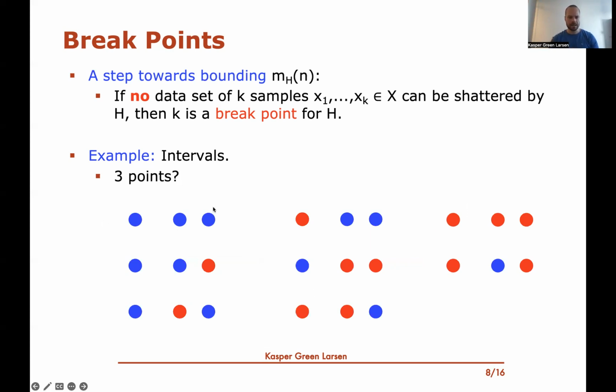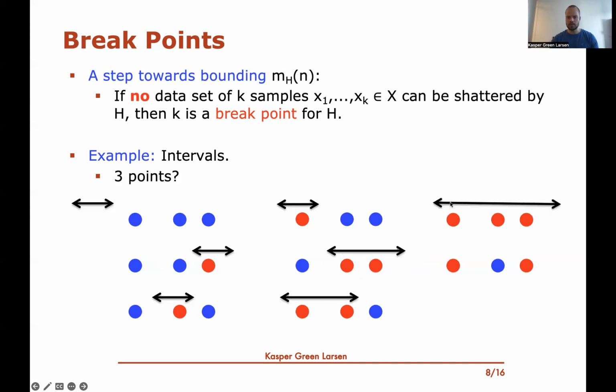First, we can check, can we create the dichotomy that colors them all blue? This is easy. We can just create an interval that starts before all of them. We can also create this dichotomy where we color the rightmost red and none of the others. We can create this one, just containing an interval containing just that point. Similarly here and here, we can just contain those 2 points. We contain all of the points.